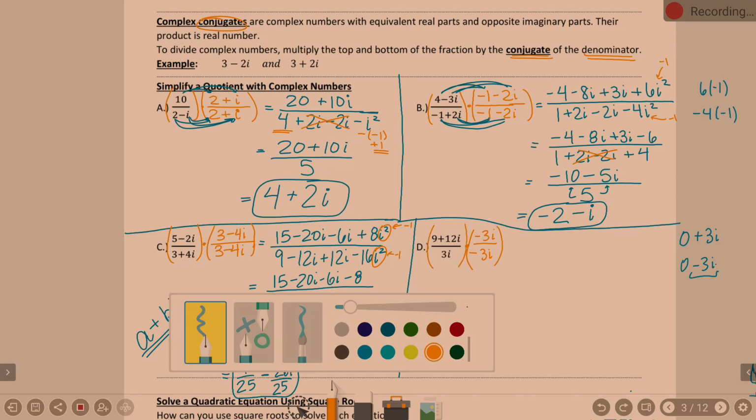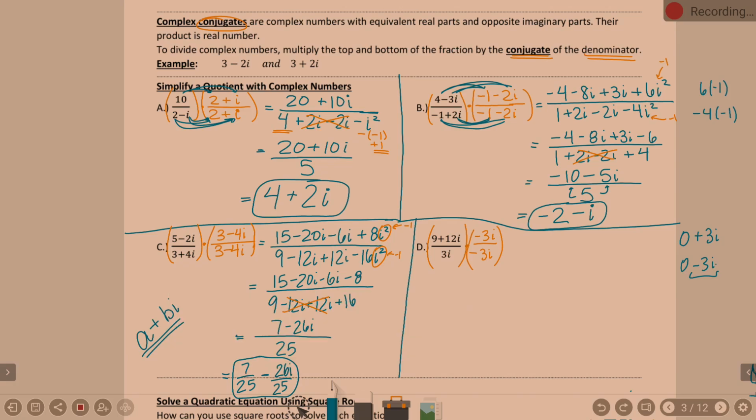Now, multiplying by negative 3i. Am I FOILing? No, because it's just negative 3i. So even though it's out back, we're going to take that negative 3i and distribute.